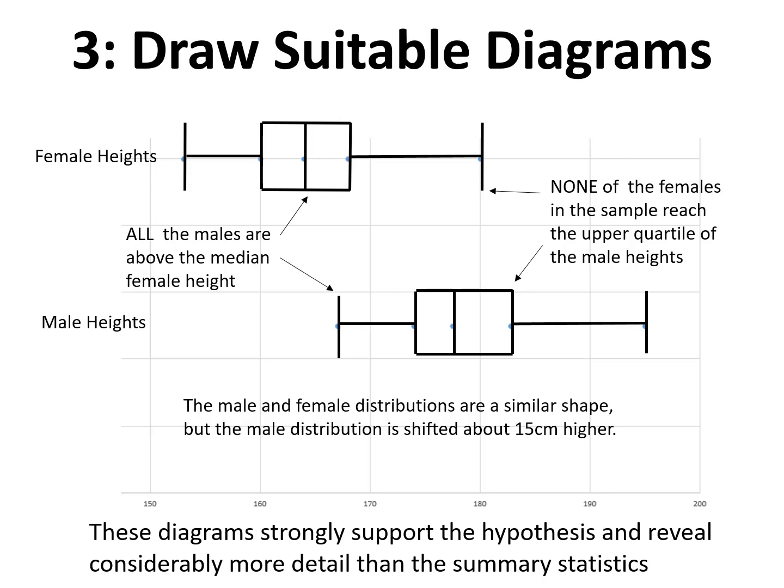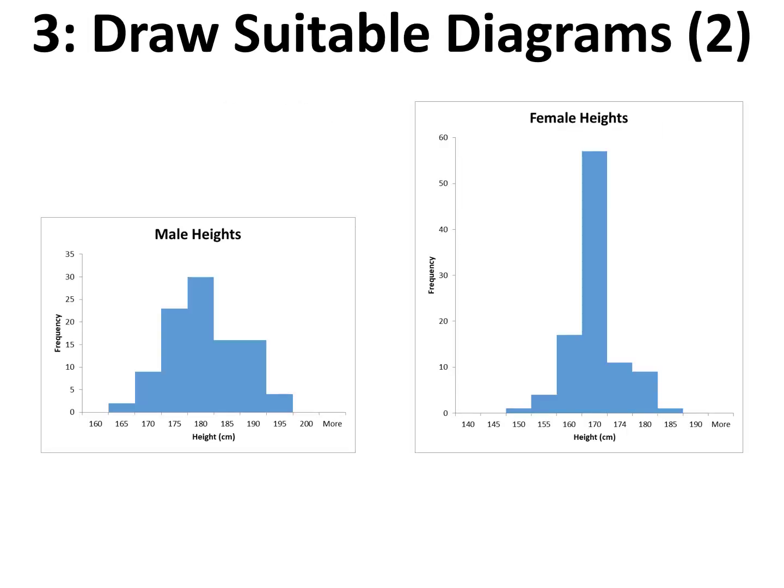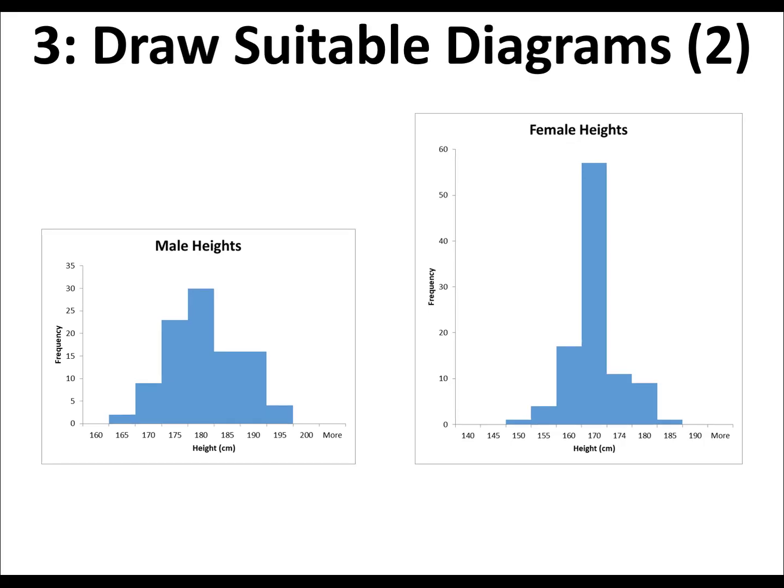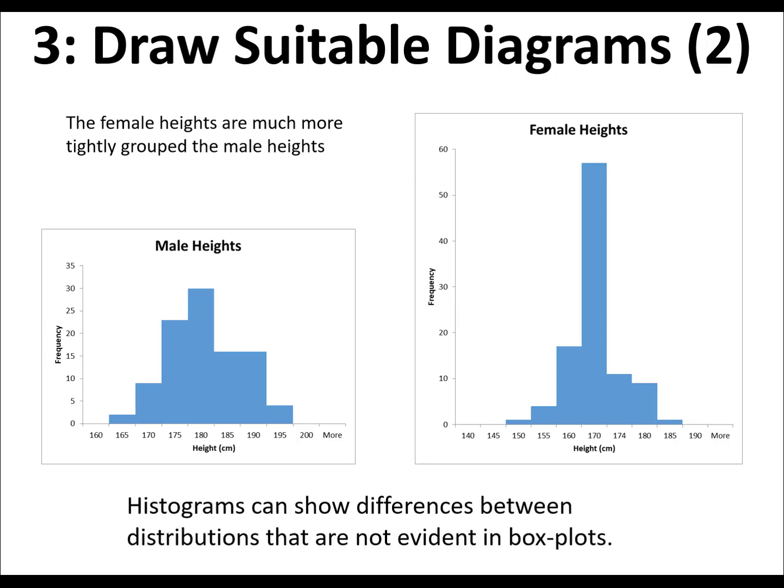The other diagrams that we talked about at some length in our previous sessions were histograms. So let's draw a couple of histograms for our male and female heights. At first glance, those two histograms look quite different, but if you see, I've actually matched up the scales. The female heights are much more tightly grouped than the male heights. Look, round about this 170 centimetres, we've got more than half the entire group. This histogram is telling me that the female heights are quite a lot more bunched up than the male heights.